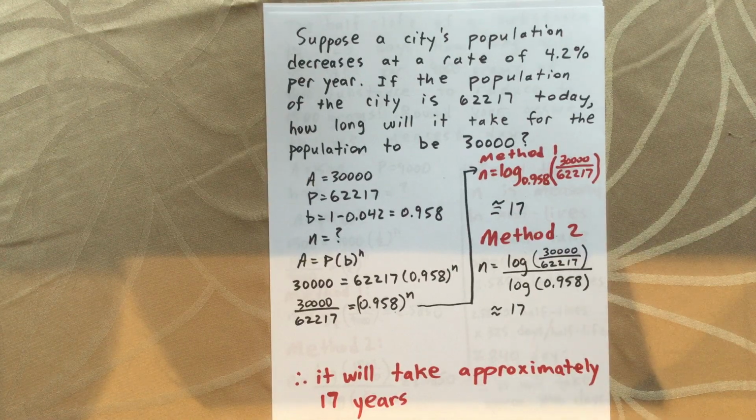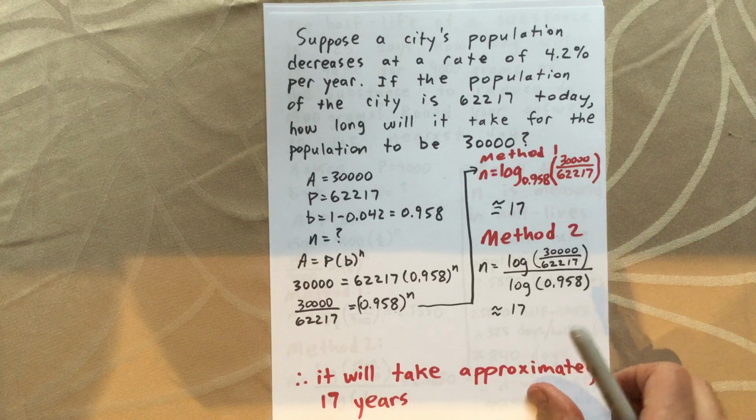So we know it's going to take approximately 17 years for that city's population to decrease to 30,000.